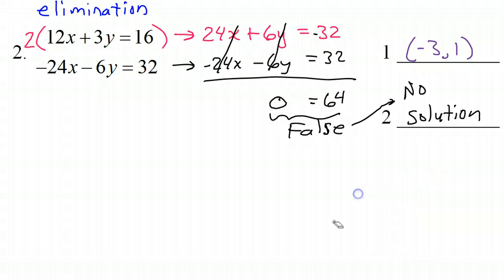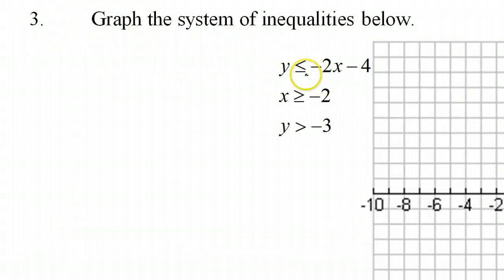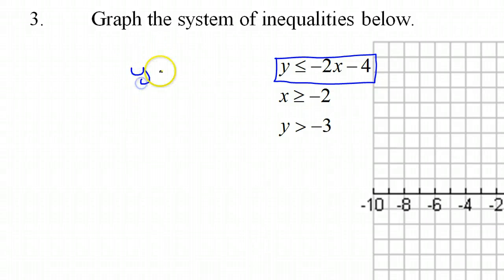Alright, let's go on to number 3. Alright, we need to graph this thing. Let's color coordinate this. So first I'm going to graph this guy. Now you're going to start by graphing the related equation y equals negative 2x minus 4. We're just graphing this line, which we would start at negative 4 and then go down 2 over 1.